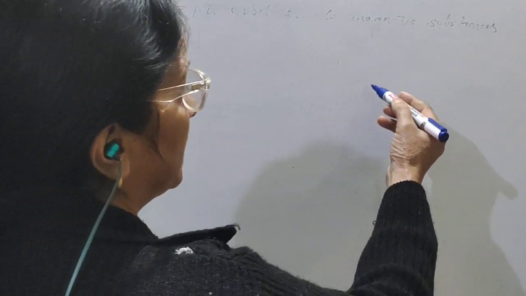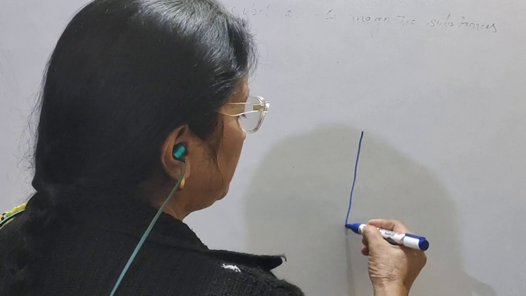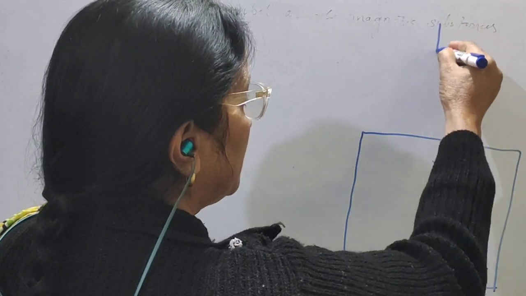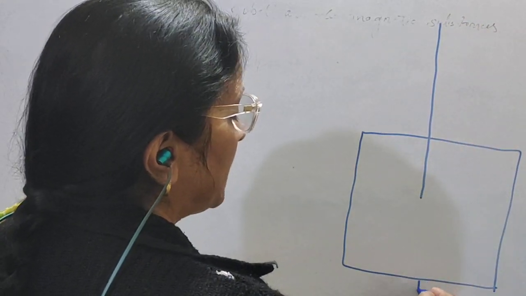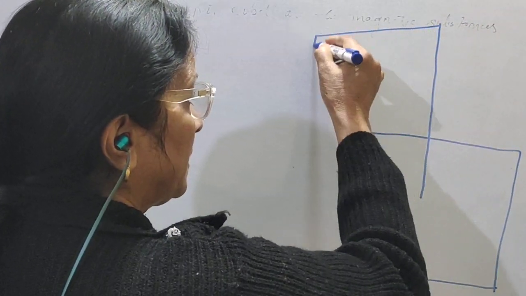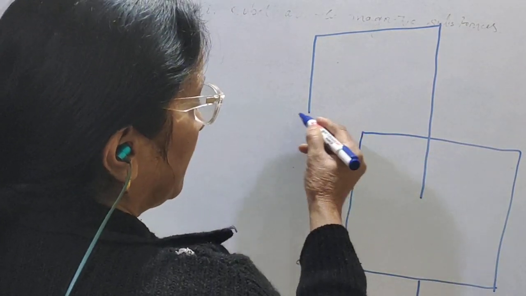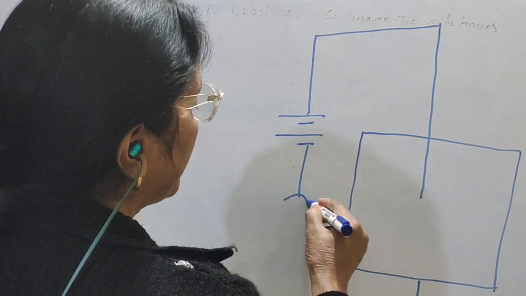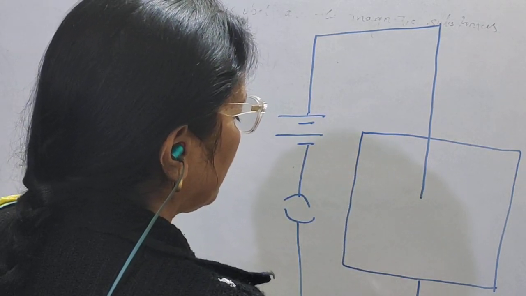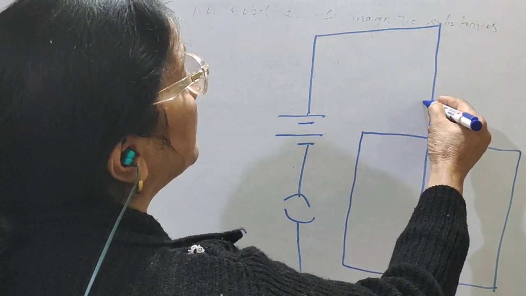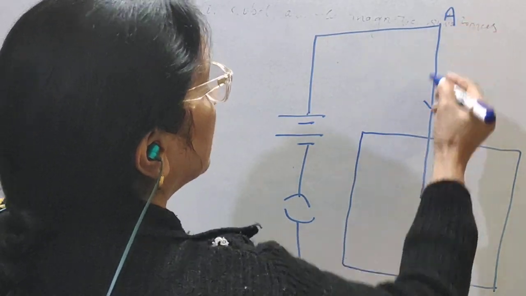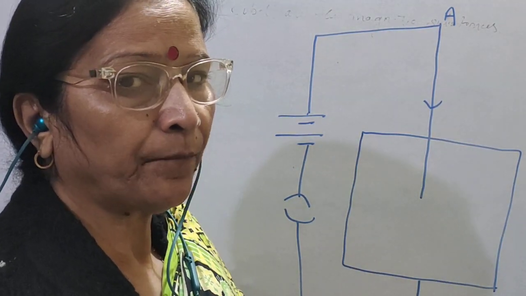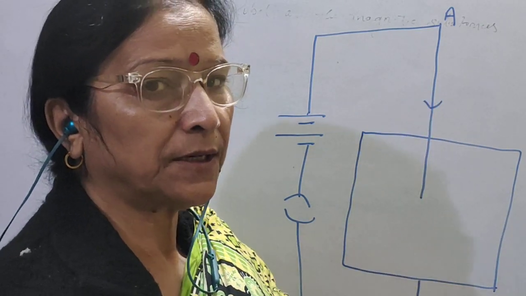Now let's see that one. We have a cardboard. On that cardboard, we make a hole and pass a conductor through that hole. Then we connect the conductor with battery and switch. Now in this conductor AB, current will flow in downward direction. Okay, this is just our setup.